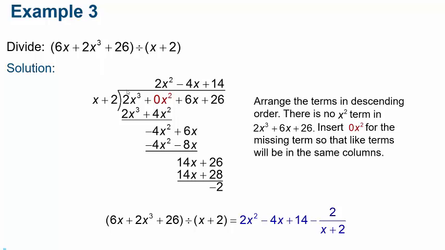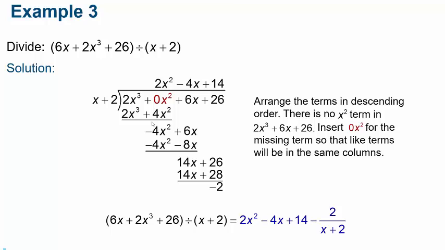All right, so here's what you do. You look at your x here, and you look at this 2x cubed. You say, okay, what do I have to multiply the x by to get 2x cubed? Well, I have to multiply it by 2x squared. So I'm going to put that up there. Then you take 2x squared, multiply it by x, you get 2x cubed. 2x squared times 2 gets me 4x squared. Then you're going to subtract. So 2x cubed minus 2x cubed goes away. 0x squared minus 4x squared gives minus 4x squared here.